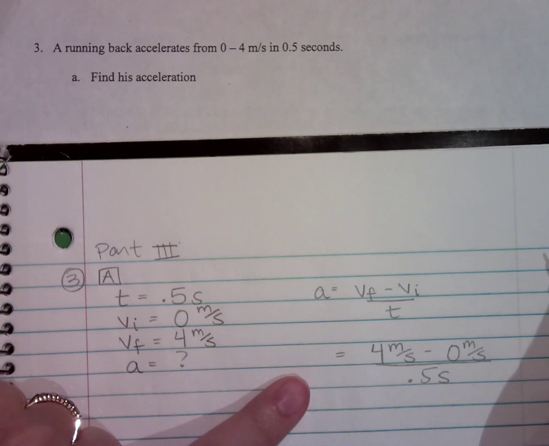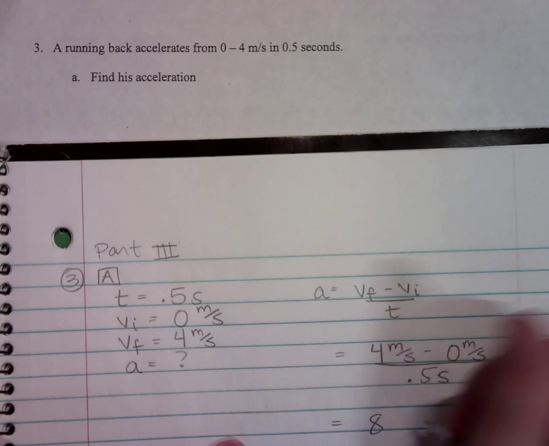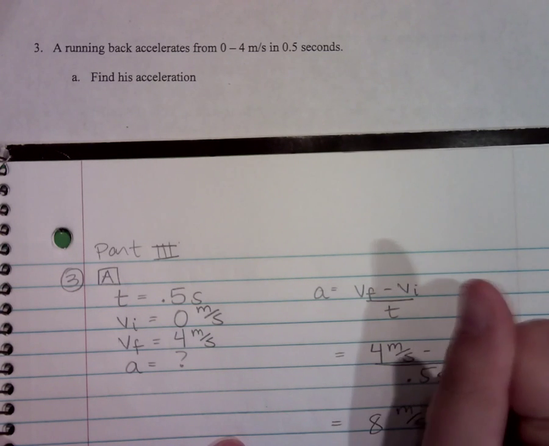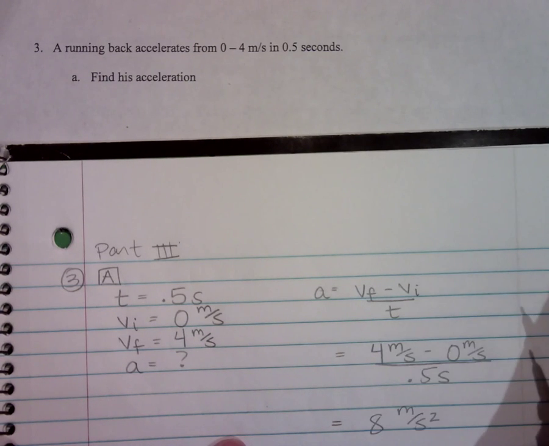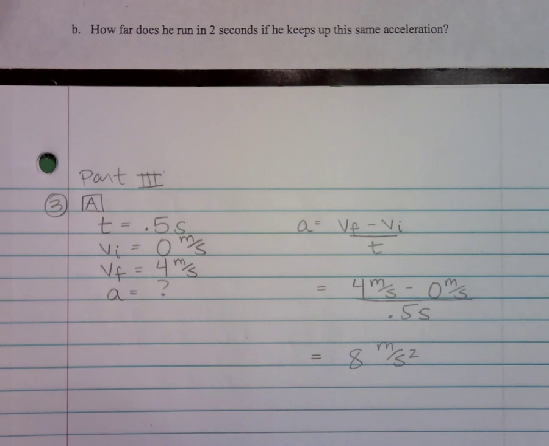So when I do this out, I should get 8 meters per second squared is my answer. Okay, part B. Let's see. How far does he run in 2 seconds if he keeps up this same acceleration?